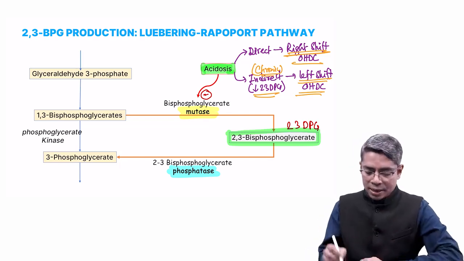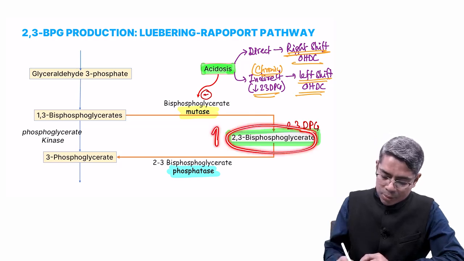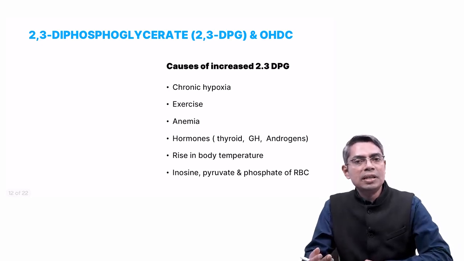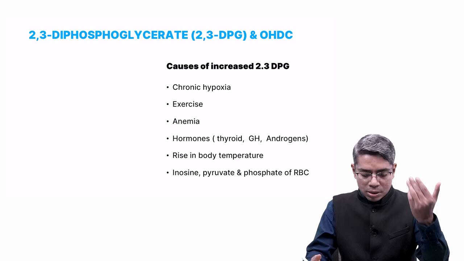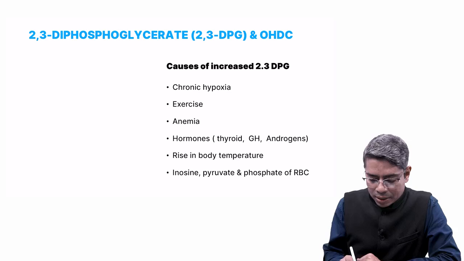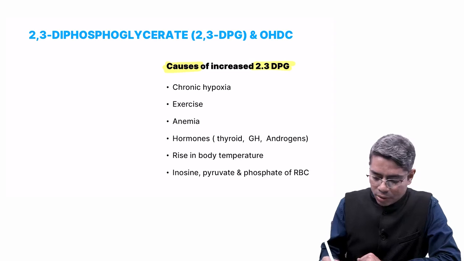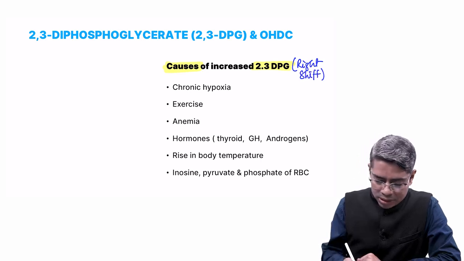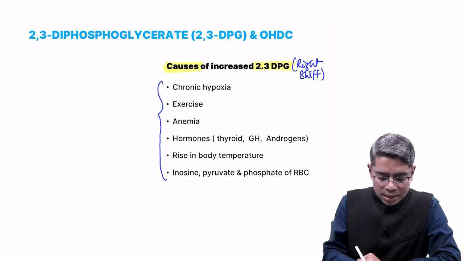Now I told you again and again that increased 2,3-DPG production means there will be right shifting. Now if I ask you, what are the causes of increased 2,3-DPG production? The causes have been written here. All these causes of increased 2,3-DPG production are going to cause a right shift. So what are the causes? The causes written here start with chronic hypoxia.